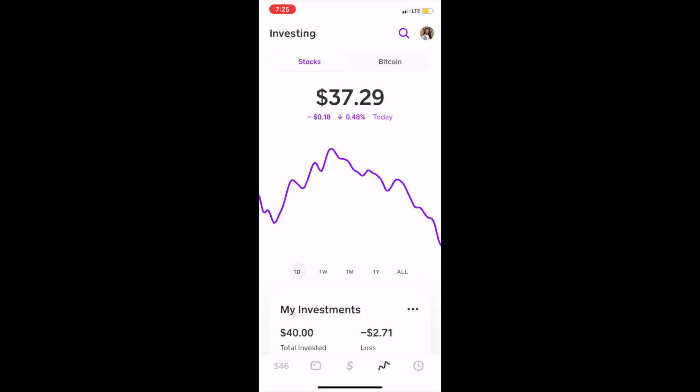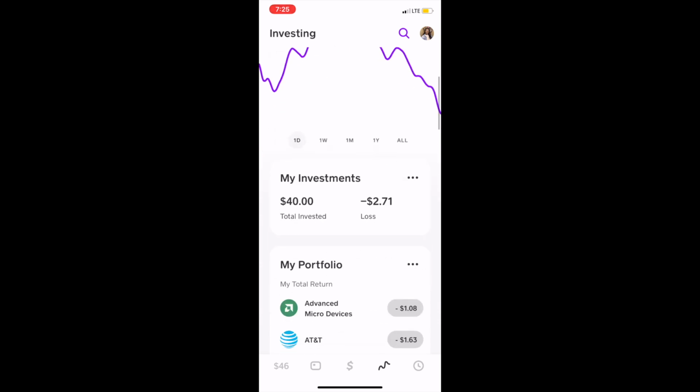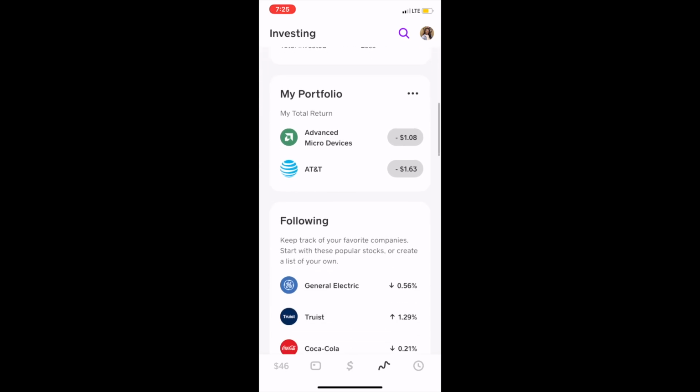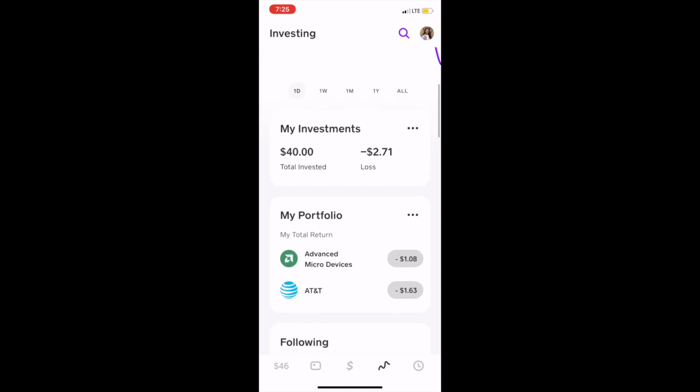Currently, I have invested $40 and I'm at a $2.71 unrealized loss. This is unrealized because I have not cashed out and I haven't fully accepted or realized this loss. In my portfolio, I have Advanced Micro Devices and AT&T. Portfolio is the group of investments that you have in your ownership. So you have your investments, then you're going to see your portfolio.